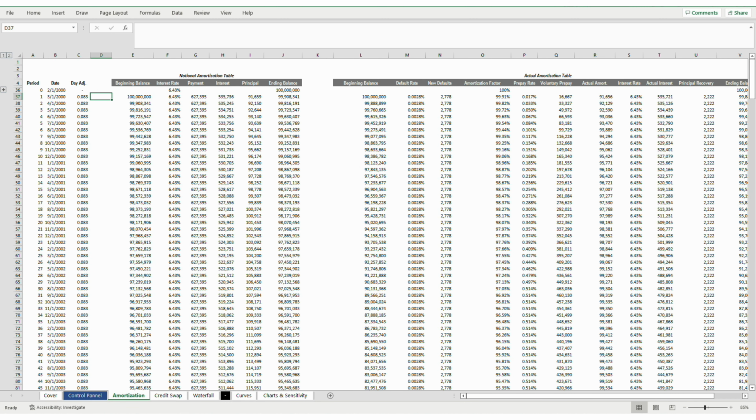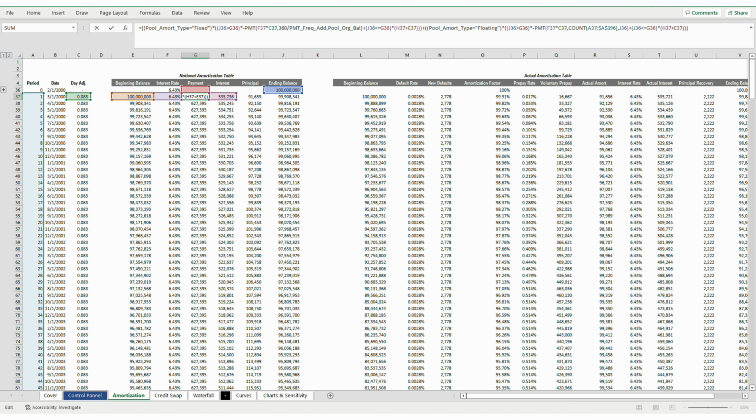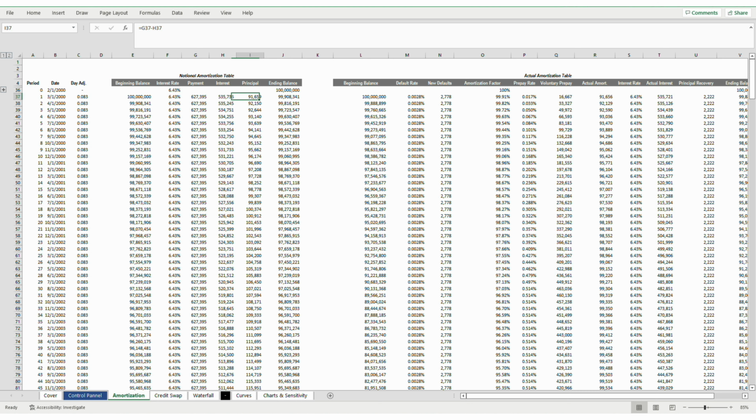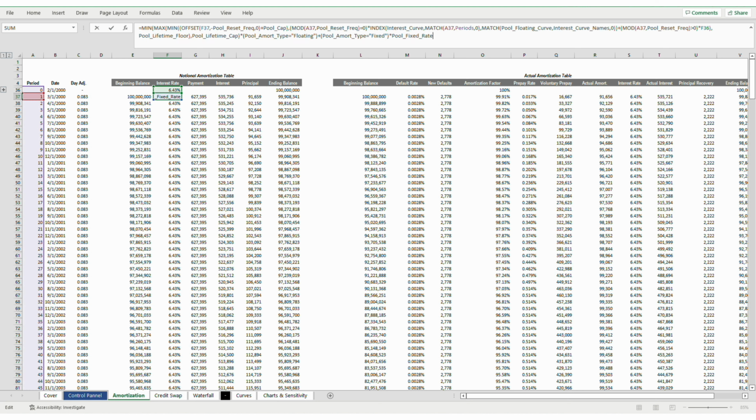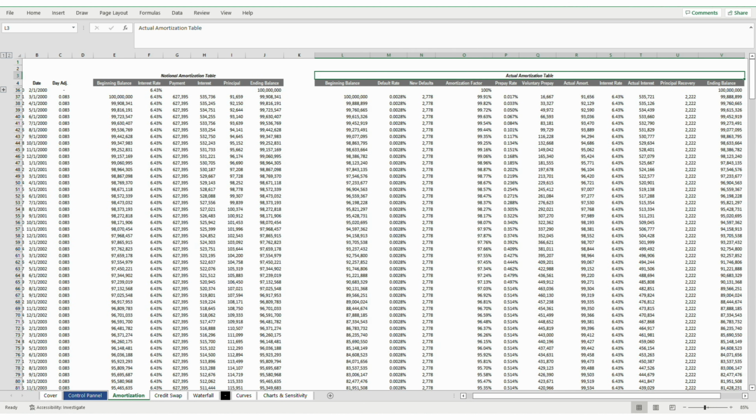Moving on to the amortization worksheet, which is actually the heart of the model, it's built in two stages. The notional amortization table is textbook, paying down principal as the difference between notional payment and required interest. The trickiest part here is to have interest rates reflect the confines of the inputs, such as interest rate caps and floors, like I mentioned previously. To the right is actual amortization.